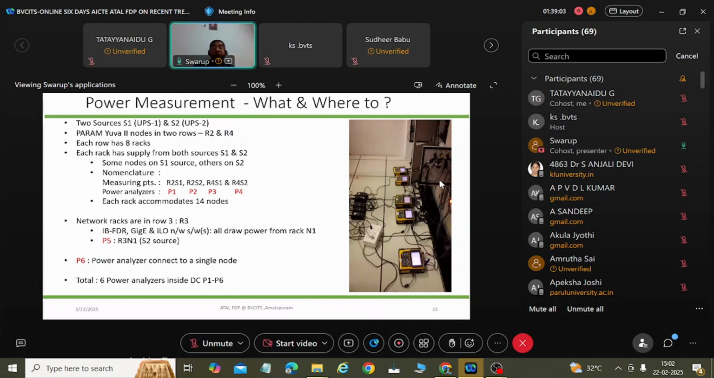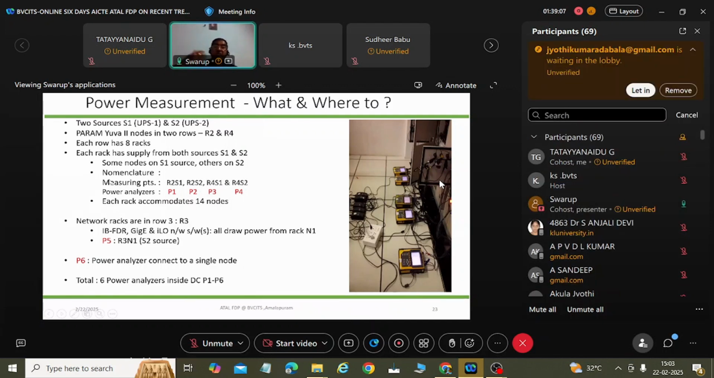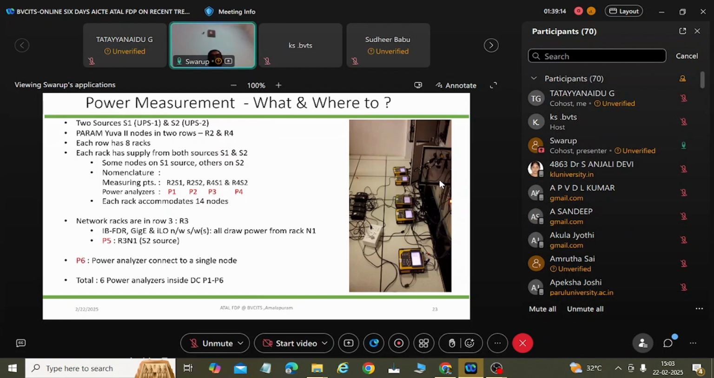Or if my power source is designed in such a way that each row has a separate power feed coming up to it, I can measure it there also. So in this case I have the measuring points of row 2 source 1, row 2 source 2, then row 4 source 1 and row 4 source 2. This is my placement of the servers, so I need to collect that particular source 1 and source 2.